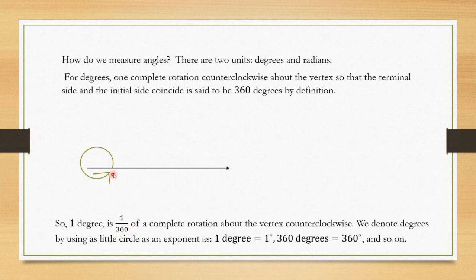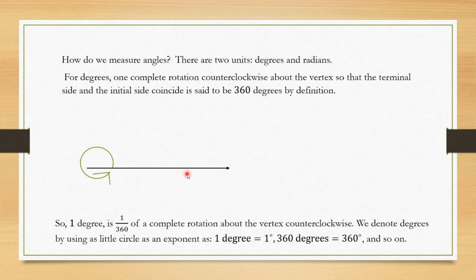Counterclockwise, okay? Angles do take direction into account. You have to take direction into account. Counterclockwise, by definition, the angle is positive. If instead you rotated clockwise, you would have a negative angle.